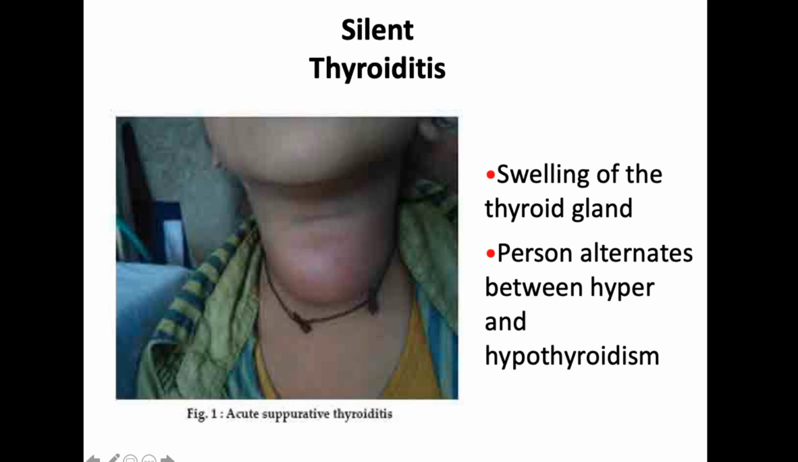Now, these people usually alternate between hyper and hypothyroid. And sometimes what will happen is they'll be hyper for a while and then they go hypo, and they can then stay hypo because the thyroid has basically burnt itself out being too hyper for too long, and then they stay hypo.